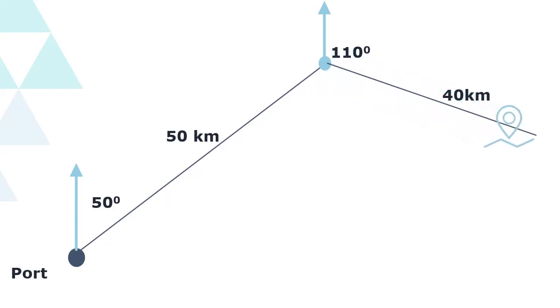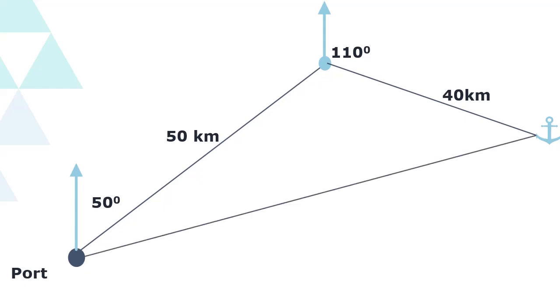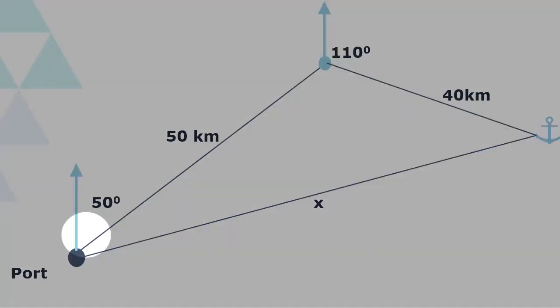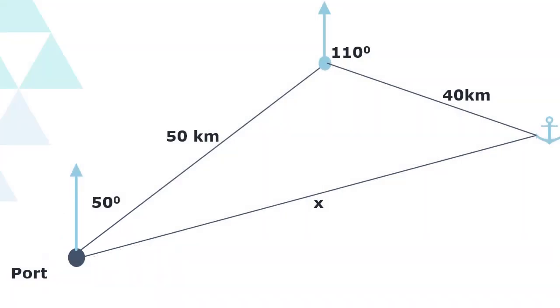The ship stops after 40 kilometers, and the helicopter from the port must fly and reach the ship in the shortest possible time. Shortest possible time means shortest distance, which is this path. What we need to know is the course of the helicopter and the distance that the helicopter must fly. The distance that the helicopter must fly is the length of this path, which is x, and the course is the angle between the north and this path. To find this angle, we need to find the measure of the angle marked y.